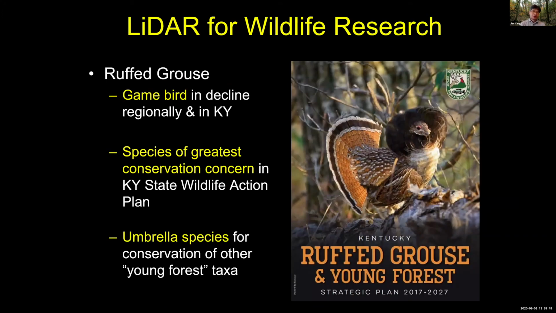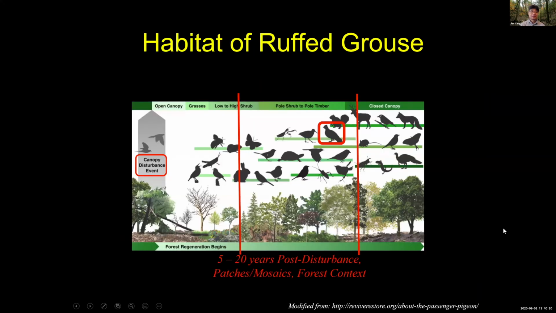LIDAR data can also be used for other research like wildlife habitat modeling. I have been working with Zach Banks from the Kentucky Division of Wildlife to model the habitat of ruffed grouse, which is a game bird species declining both regionally and in Kentucky. It is considered an umbrella species for conservation of other young forest taxa. Basically, this species is a specialist to the young forest, often considered 5 to 20 years post disturbance.